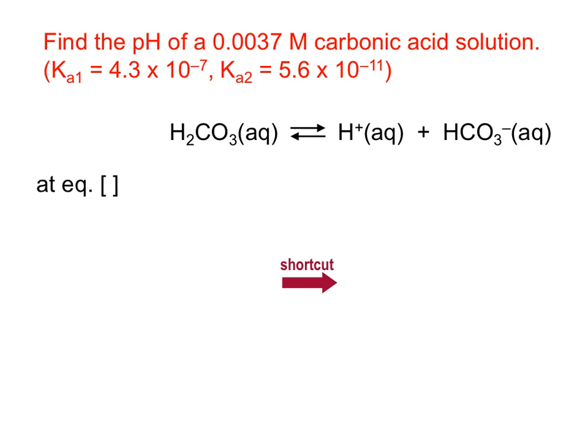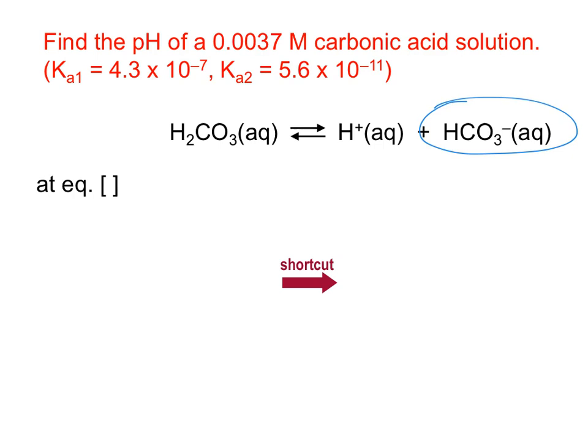Okay, so let's go ahead and do one problem. We have carbonic acid, which we know is a weak acid. It's not one of our seven that we had to memorize. So we have this little equation here. Carbonic acid is going to lose one hydrogen and become bicarbonate over here. This is bicarbonate, or hydrogen carbonate, however you want to say it.